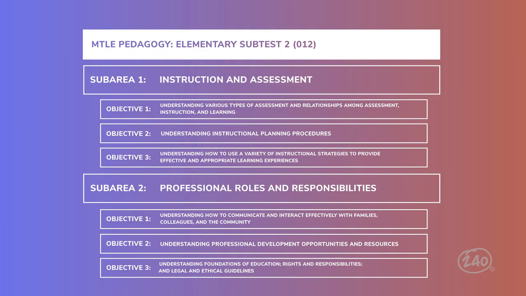Congratulations, three down. That's an entire first sub-area. Don't pause this learning game yet though. It's time for sub-area two, professional roles and responsibilities. This sub-area is about excelling in your role as an educator, as well as the role of education in general. It makes up about 50% of the exam, or approximately 25 questions.